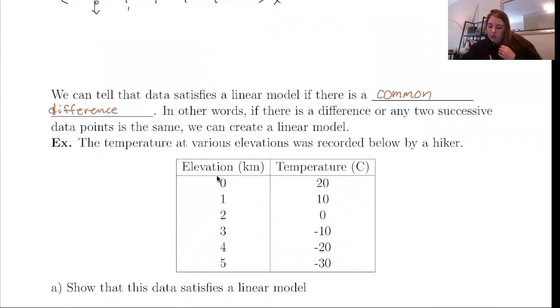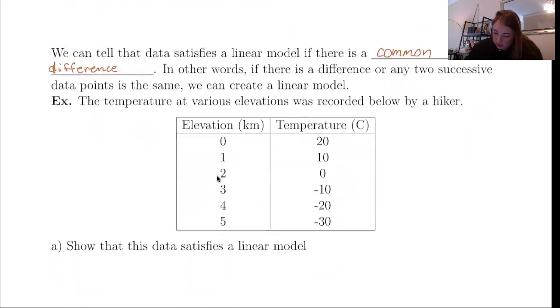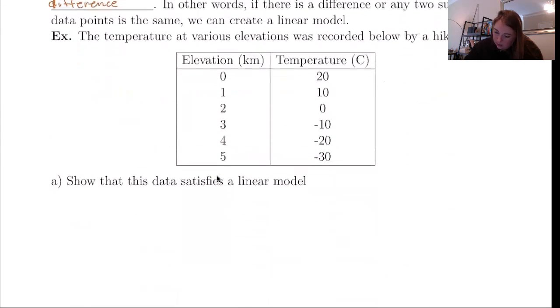So the temperature at every elevation has been recorded by a hiker. The temperature is in Celsius, elevation is in kilometers. We're asked to show that this data satisfies a linear model.